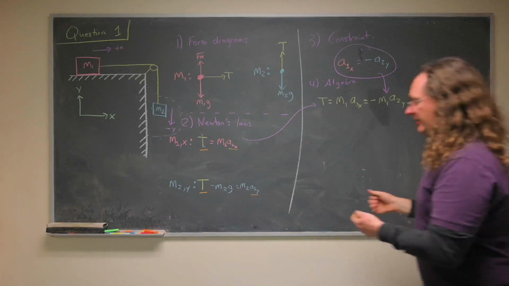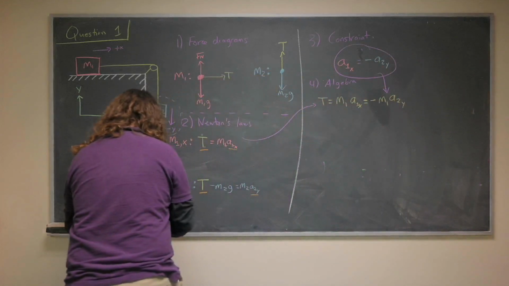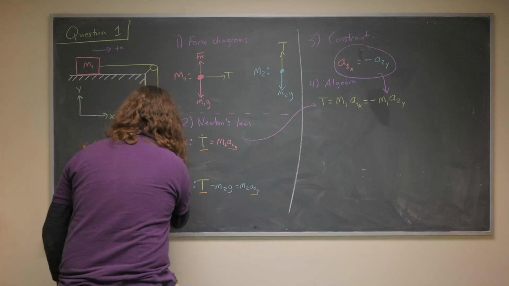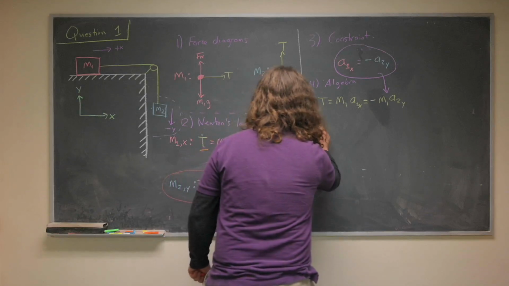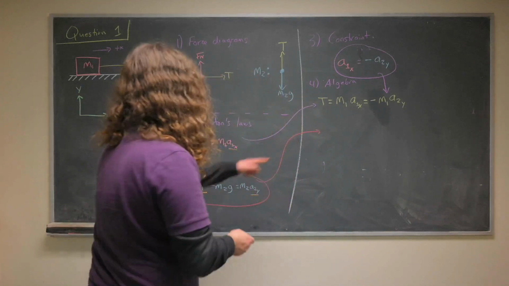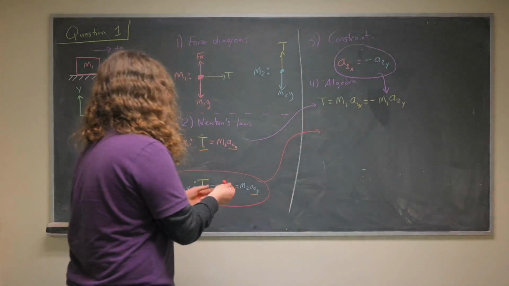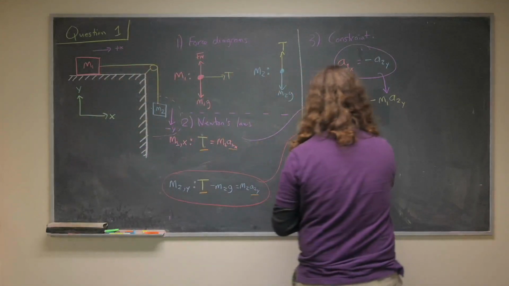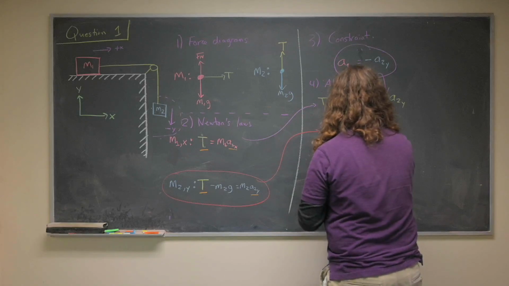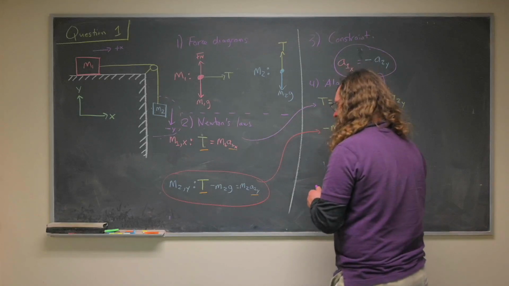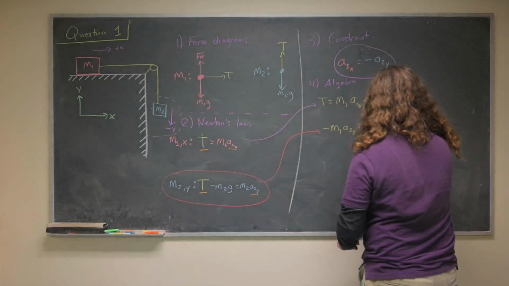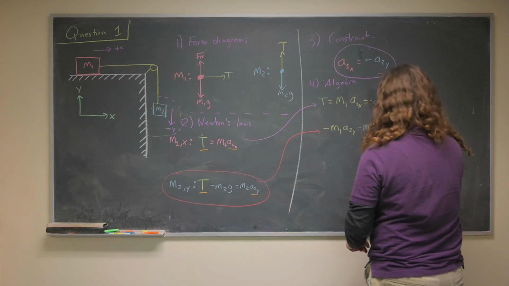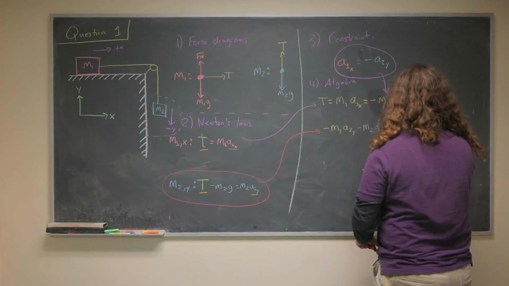Now we substitute this into this equation down here. So we're going to take this equation, bring it up here, and substitute in that value for the tension. So I have minus m1 a2y, and then I copy the rest of the equation, minus m2g equals m2 a2y.